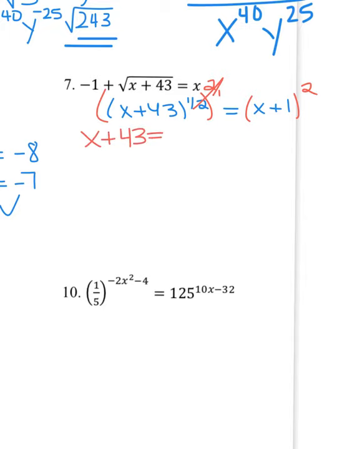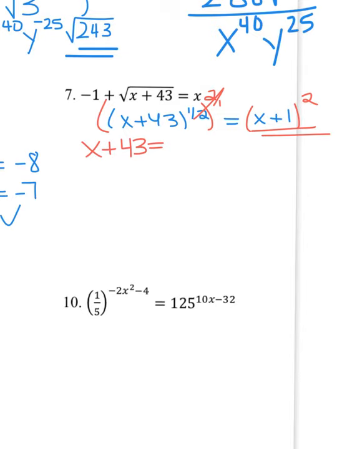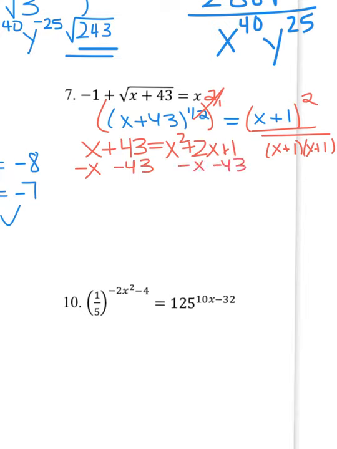Now the difference with number 7 is you cannot type this into the calculator. For this you have to do x plus 1 times x plus 1, which gives me x squared plus 2x plus 1. This is a quadratic equation now, so I'm going to subtract the x and subtract the 43. This cancels over here. I get 0 equals x squared plus x minus 42.